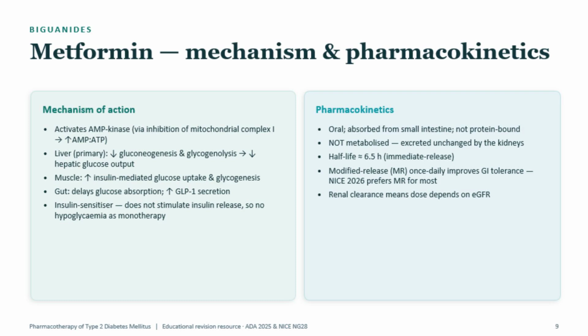So how does metformin actually work? At the core, it activates AMP kinase, essentially flipping the cell's low energy switch. The headline effect is in the liver. It tells the liver to stop overproducing glucose. It also nudges muscle to take up more sugar and tweaks the gut. Crucially, it does not squeeze out insulin, so on its own, metformin does not cause hypoglycemia.